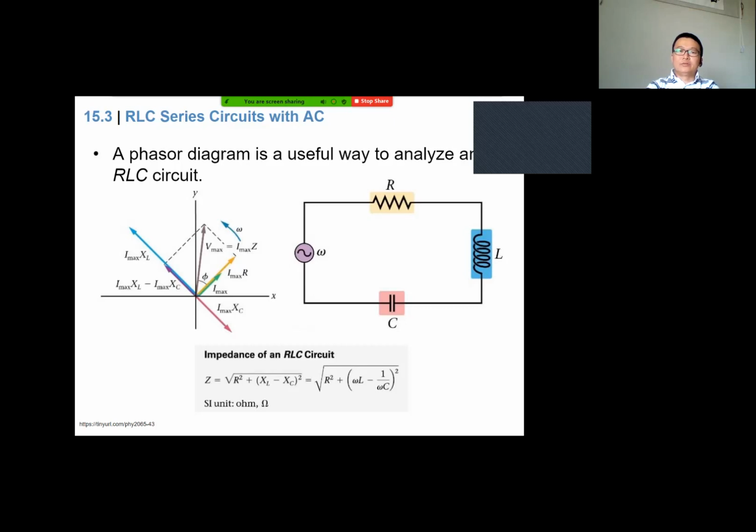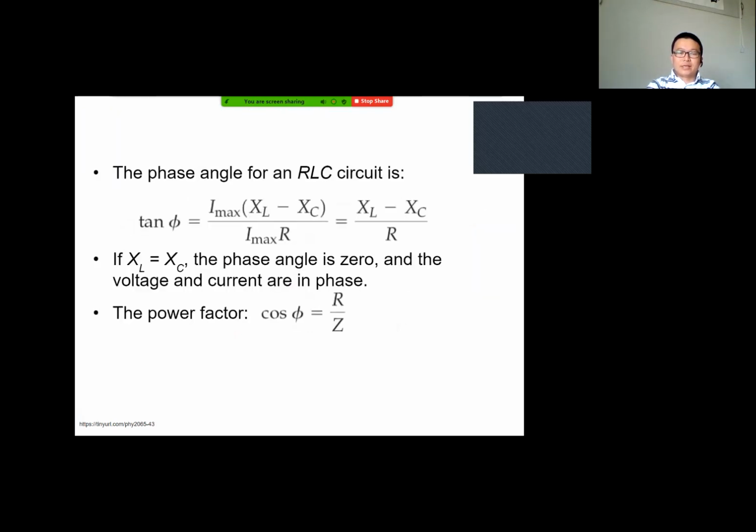The voltage on the resistor is the brown again, and this red, or you could say pink, looks more like pink here, is the voltage phasor on the capacitor, and then the blue is the voltage phasor on the inductor. Okay, so it turns out the impedance for the RLC circuit is going to be the square root of R squared plus XL minus XC, squared. Okay, all right, so I think that's what we learned last time.